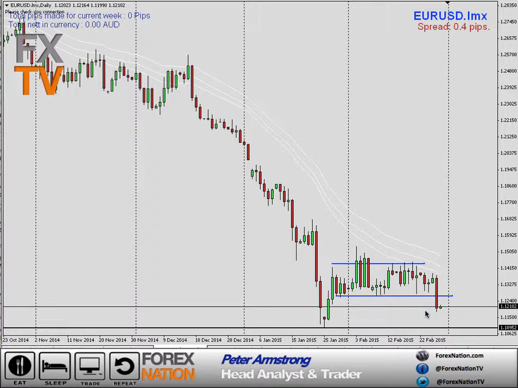So if that was the pure reason for the move, and I believe it was because we didn't get any other outstanding data to create such a big move across all currency pairs, this breakout could be a false breakout, and we could actually be forming a double bottom here on the euro. So I'm actually going to look to take profit on that position.